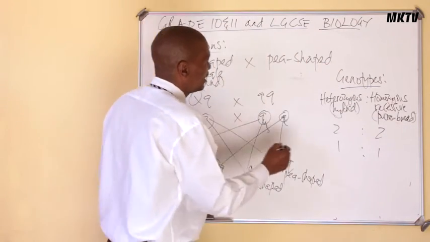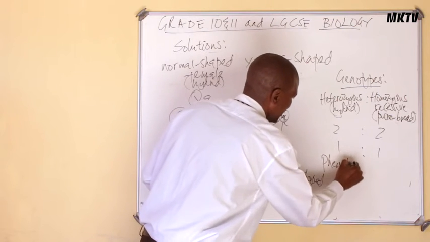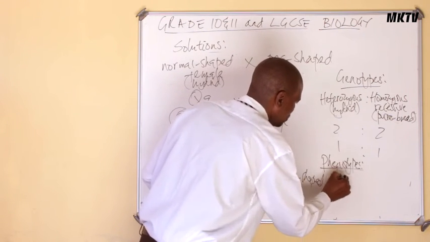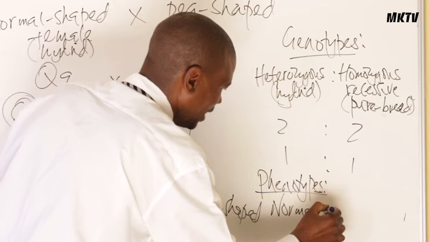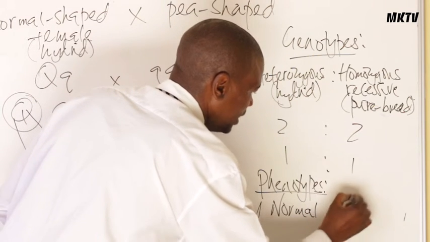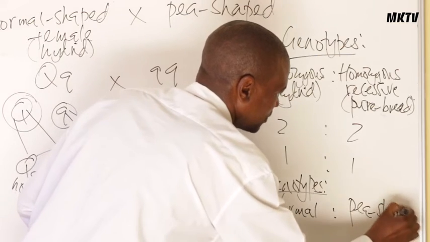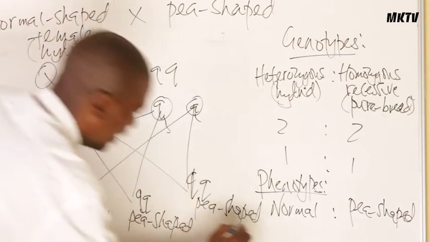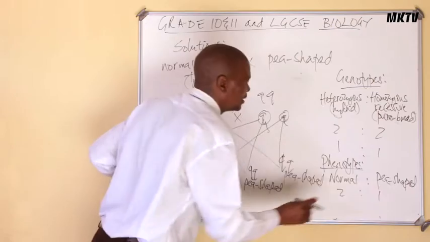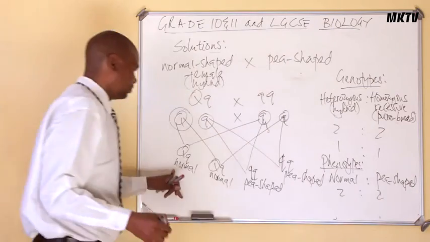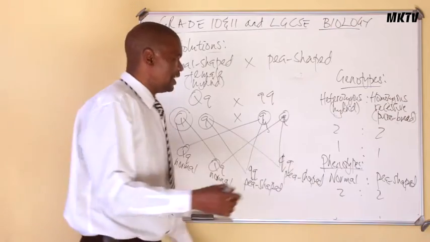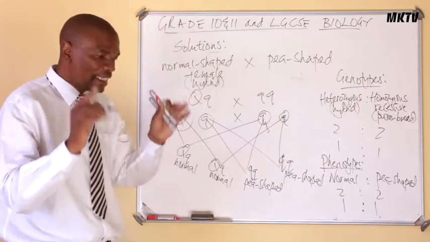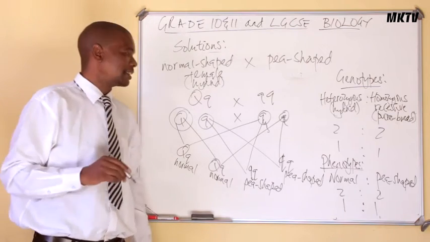And how about the phenotype? Let's end with the phenotype. So as far as the phenotypes are concerned, there are 2 phenotypes, the normal and the P-shaped. And how many of them are normal? There are 2 of them, and then there's 2 of them that side. 1, 2, 1, 2. And then the ratio is also 1:1. So in this case, be careful. I want to end by saying this.